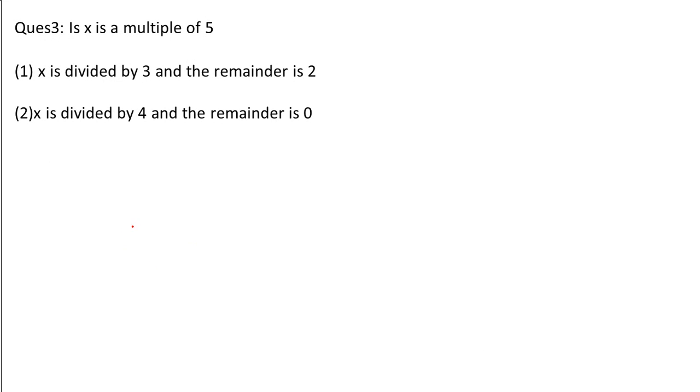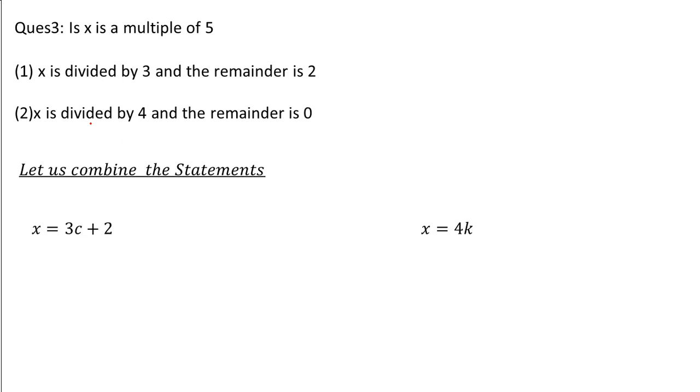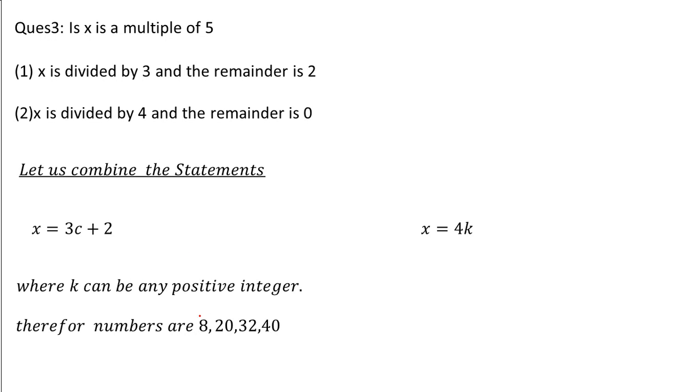So now we need to combine the statements and see whether the answer comes out to be C or E. So after combining the statements, x is equal to 3c plus 2 for some constant c by statement 1, x is equal to 4k by statement 2. So this gives me numbers such as 8, 20, 32, 40. The first number is 8, and then the common difference of this AP would be the LCM of 3 and 4, that is 12.